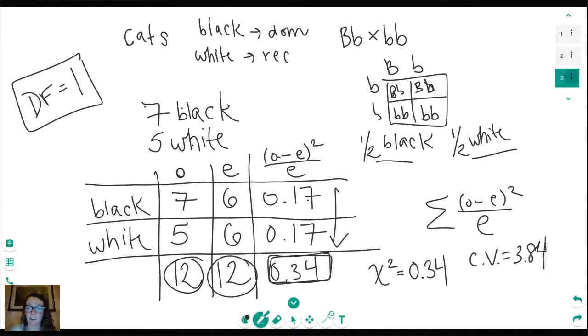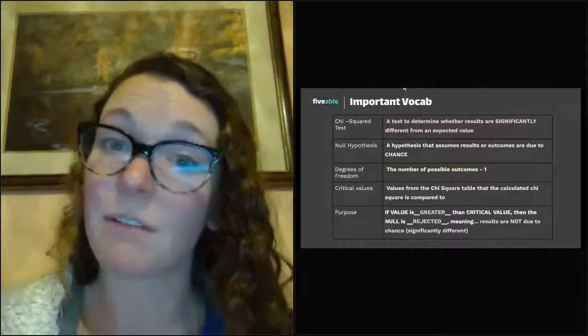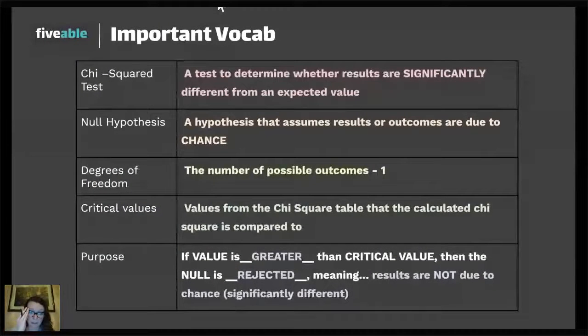So how does our chi-square value compare? Well, 0.34 is less than 3.84. Okay, so what does that mean then? Well, if we go back and look at our notes, you will see that it means our results are due to chance. Okay, our chi-square value is less than the critical value, which means our null hypothesis is not rejected, or our null hypothesis is accepted, which means the results are due to chance.